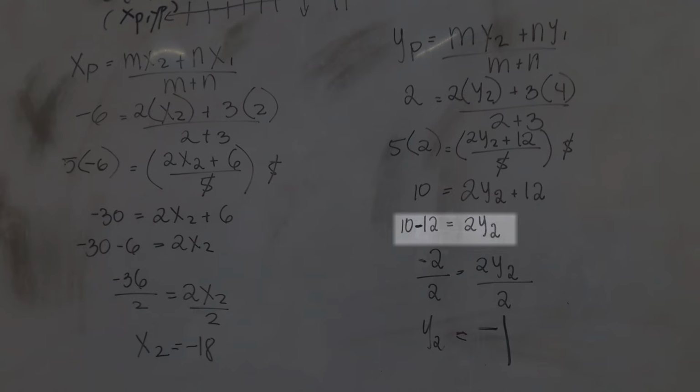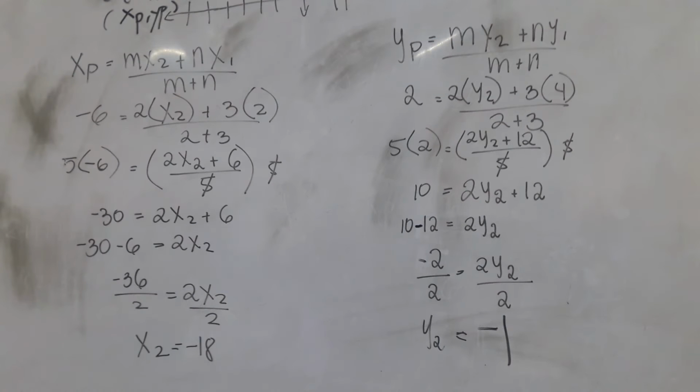Since the two numbers don't have the same sign, we are going to subtract. So the answer will be negative 2 equals 2y sub 2, and we are going to cancel those two to find y sub 2. So divide both sides by 2. Negative 2 over 2 equals 2y sub 2 over 2, and the answer will be y sub 2 equals negative 1. So that is our y sub 2 now.